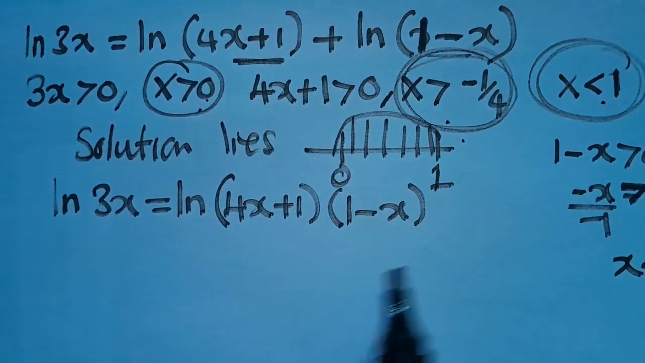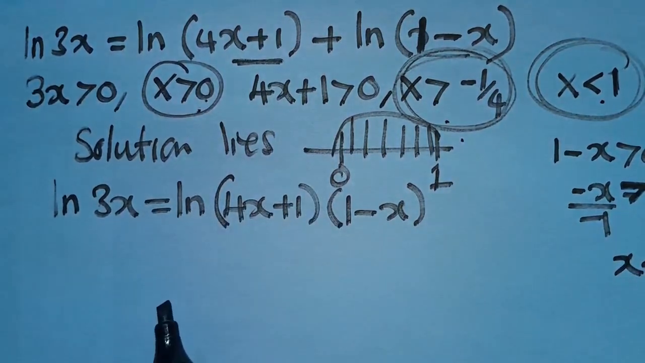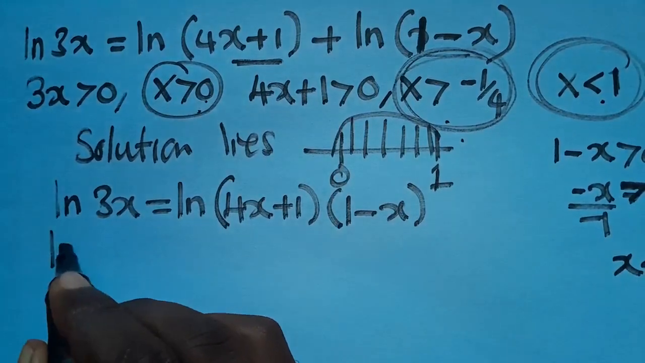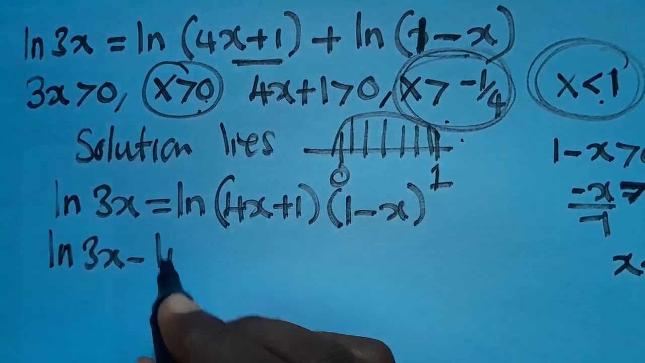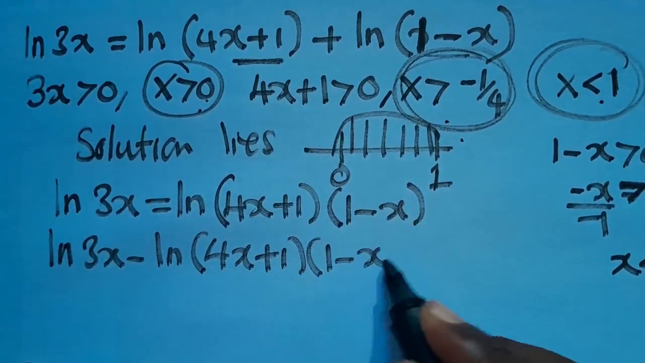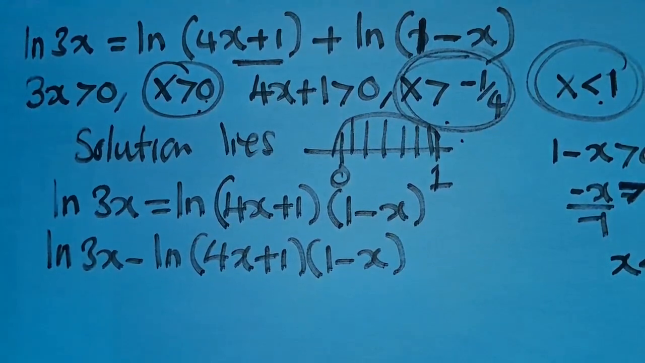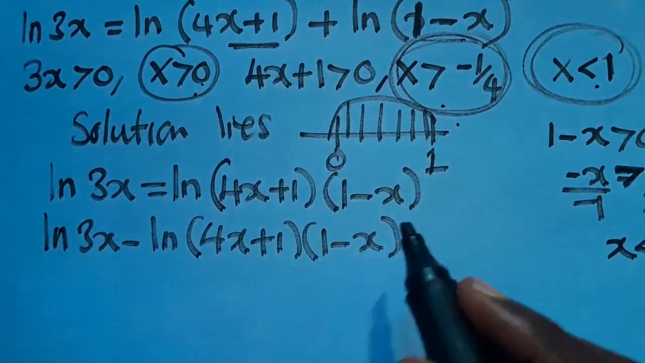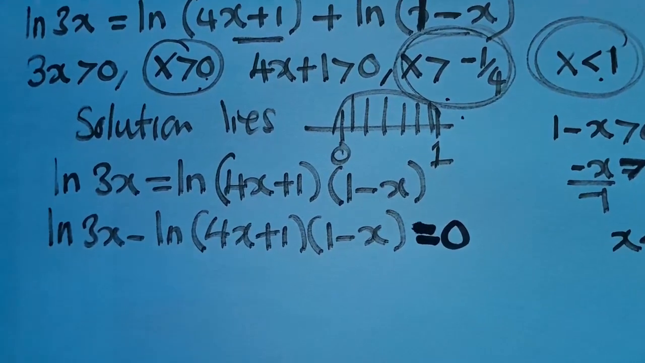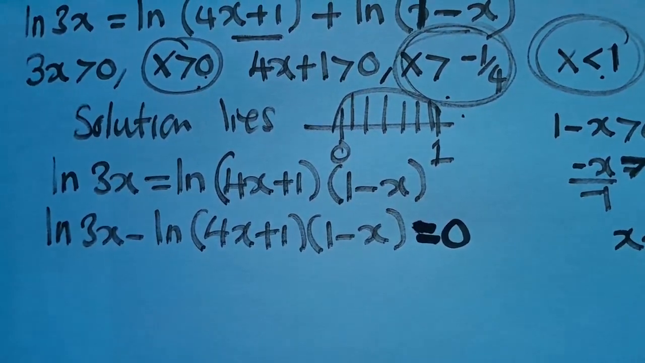After doing this, the other thing, this one comes to the other side. So when it comes to the other side, you are going to have something like ln 3x minus ln 4x plus 1, 1 minus x. You are going to have something in that form. So after having something like that, you know that this is now equal to 0. Those are procedures that you get to follow.